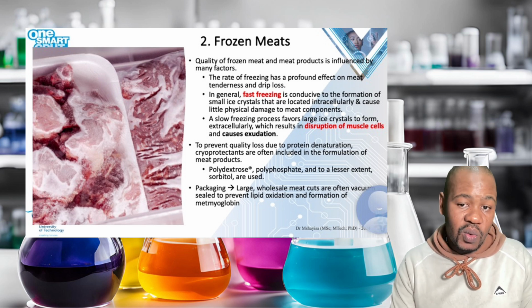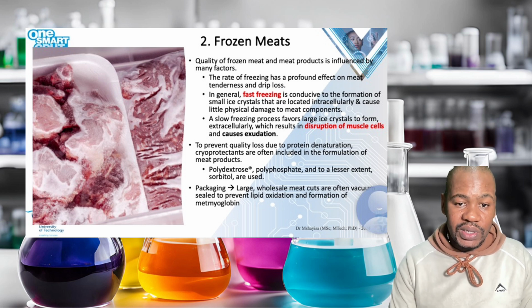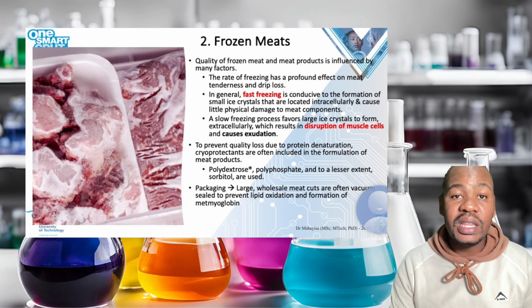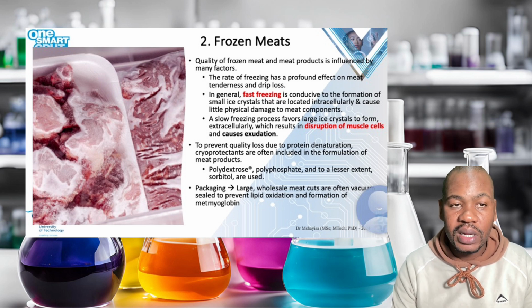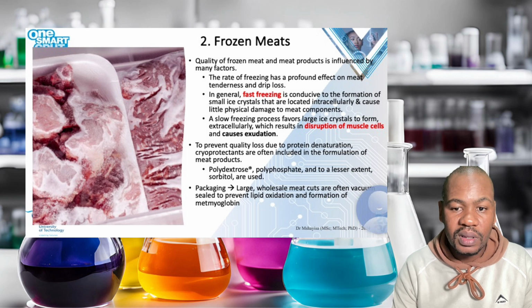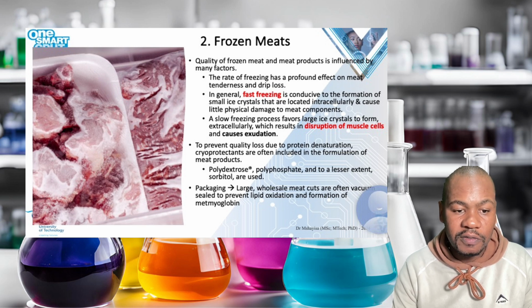So the question is, how do we then prevent this? To prevent this quality loss due to protein denaturation, substances called cryoprotectants are often included in the formulation of the meat products. And what are examples of these cryoprotectants? Examples include substances such as polydextrose, polyphosphate, and to a lesser extent sorbitol. We know that sorbitol is a sugar derivative.